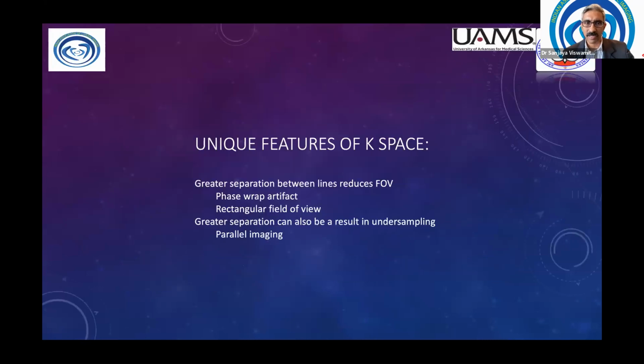The second unique feature of K-space is the concept of the greatest separation between the lines, or undersampling, which results in a phase wrap artifact. And we can then use that phase wrap artifact in the concept of parallel imaging.